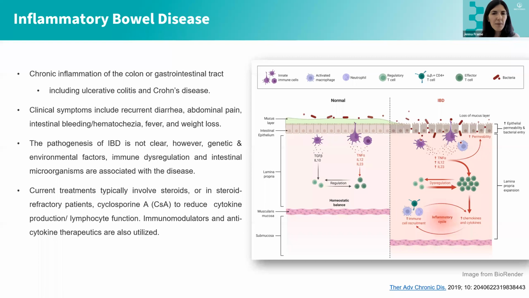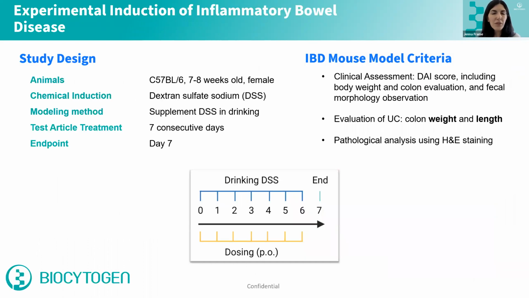Current treatments for IBD typically involve steroids, or in steroid refractory patients, cyclosporin A to reduce cytokine production and lymphocyte function. Immunomodulators and anti-cytokine therapeutics are also utilized. So a variety of preclinical mouse models are currently used to study IBD. I'm going to introduce today the mouse enteritis model induced by dextran sulfate sodium, or DSS, because it's the most widely used chemically induced IBD model.